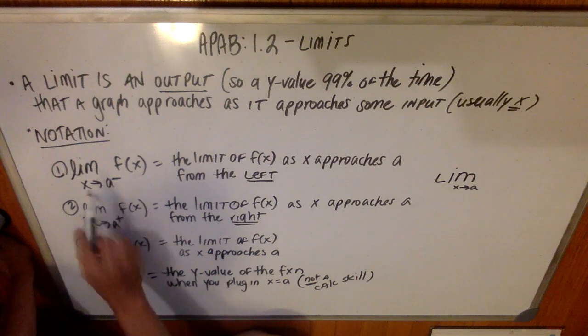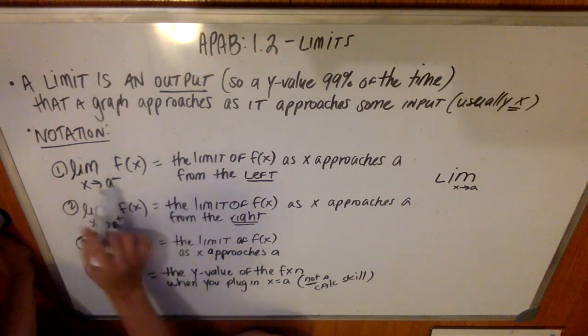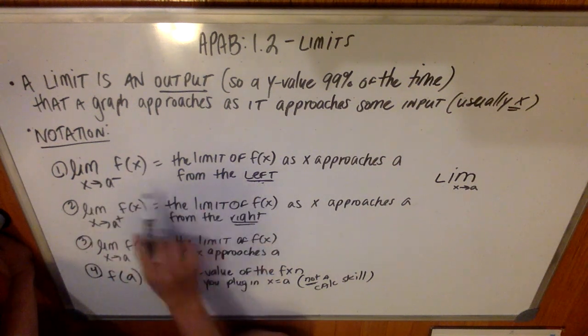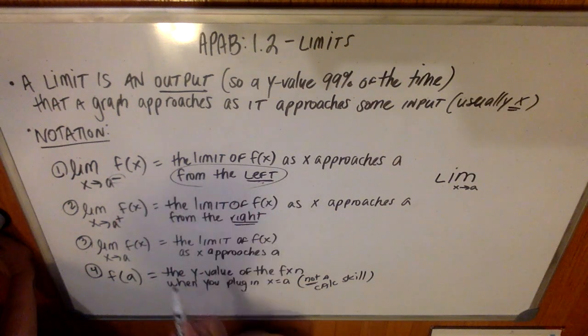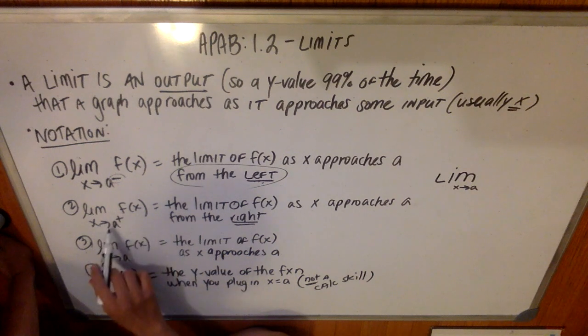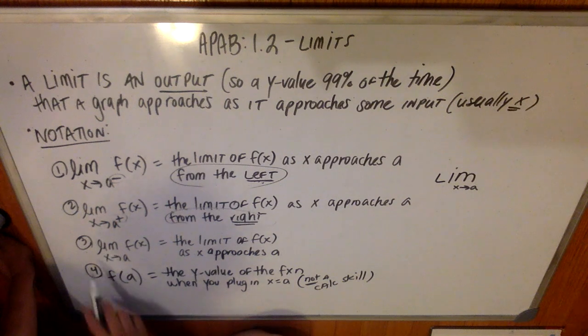So what this says is the limit of this function, f of x, right? So the output of this function will be my y value, as x approaches a from the left. That negative is the from the left. So this negative tells me from the left. The limit of f of x as x approaches a from the right, that's what that plus sign tells me, okay? This one just says the limit of f of x as x approaches a. So I want the output of this function as x gets close to a.